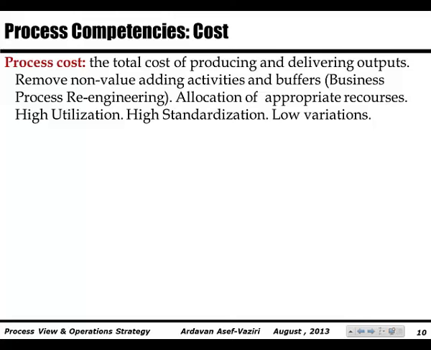We need to allocate appropriate resource to each activity. If the resource is better than the activity requires, activity cost goes up. If the resource is lower than the activity requires, quality of process goes down, and quality of product goes down. Therefore, we need to find exactly the appropriate resource. We need to have high standardization, and low variation in arrival time and processing time. And last but not least, we need high utilization. We need to fully utilize our human and capital resources in order to spread their cost over a larger number of products.